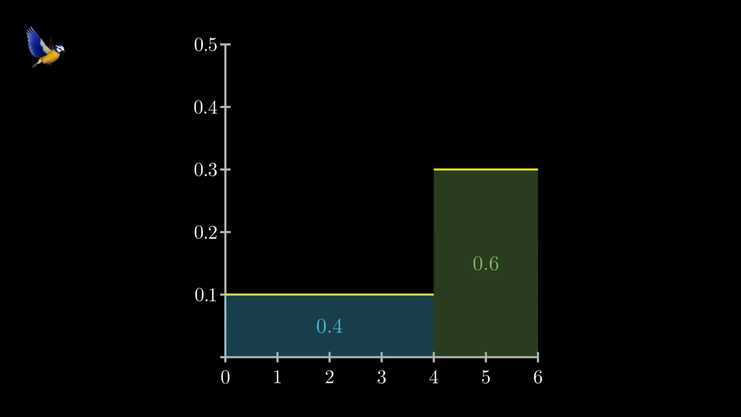Okay, so what this means is that 40% of the time, the bird lands somewhere in this interval from x equals 0 to x equals 4, and it does that with no further preference. Likewise, 60% of the time, the bird lands somewhere in this interval from x equals 4 to x equals 6, and it does that with no further preference. So then it makes sense to treat this whole distribution as two separate cases of the uniform distribution.